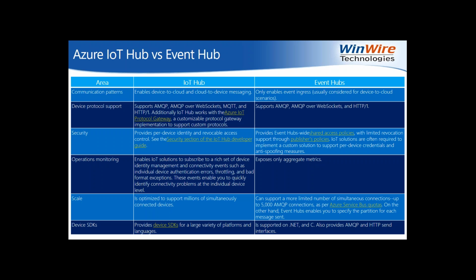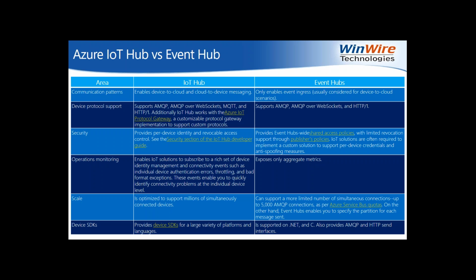If you see the protocol support, then IoT Hub provides support for AMQP, AMQP over WebSockets, MQTT, and HTTP. So these are the different protocols that are supported out of the box, but you can also write gateways. I mean, you can write an Azure IoT protocol gateway where you can write custom implementation of a protocol that you want to use and work with IoT Hub. So it provides you that as well. But if you come to Event Hub, then you have like only AMQP on WebSockets, and then HTTP. So it doesn't have MQTT or custom protocol implementation.